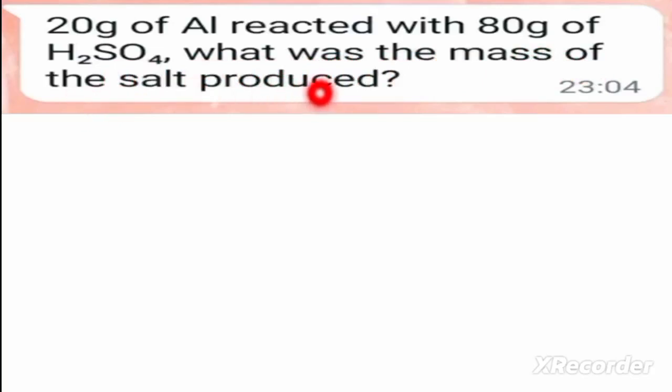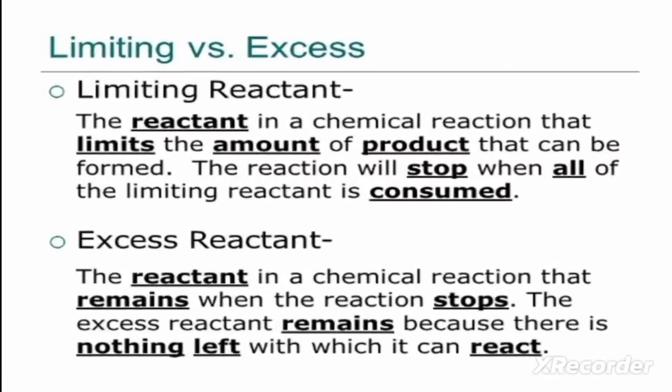So, the first step that we are going to take here is to choose one of the masses given in order for us to find the mass of the salt produced. As we can see, according to the question, we are given two masses. To choose the mass that we are going to use, we are going to identify the limiting reactant. So what is a limiting reactant? And what is an excess reactant?